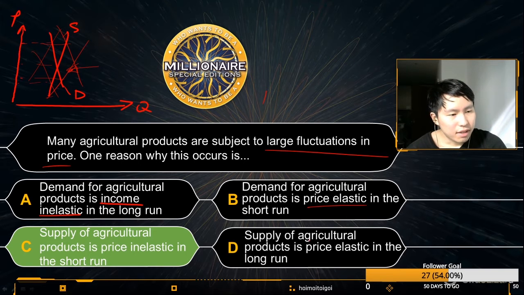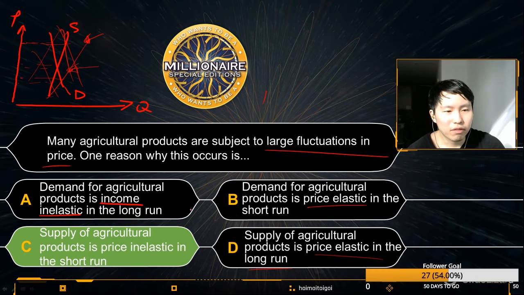And then D, supply of agricultural products is price elastic in the long run. Again, it's kind of the same reason. We want the price to be inelastic in order to have a big fluctuation in the price. Because these two demand and supply curves are so steep, a change in the demand would affect the price by a lot, or a decrease in demand would affect the price by a lot.